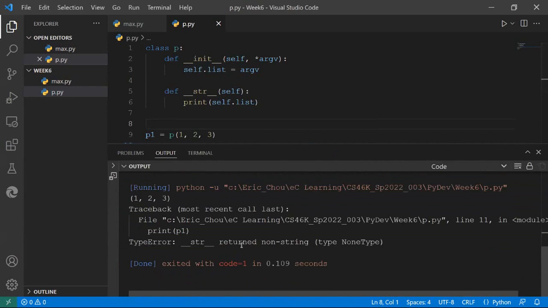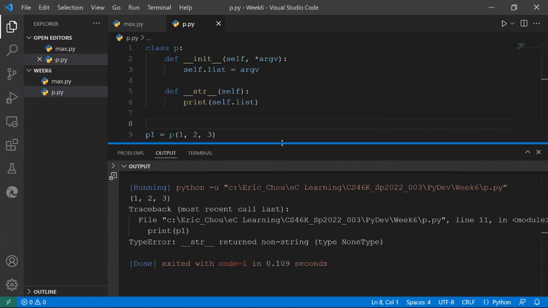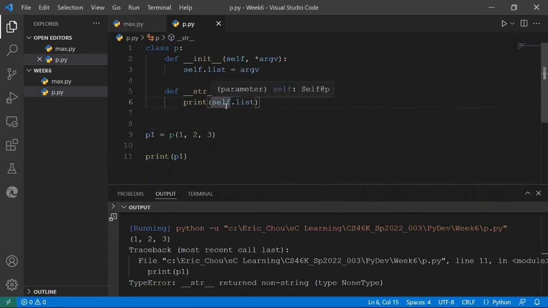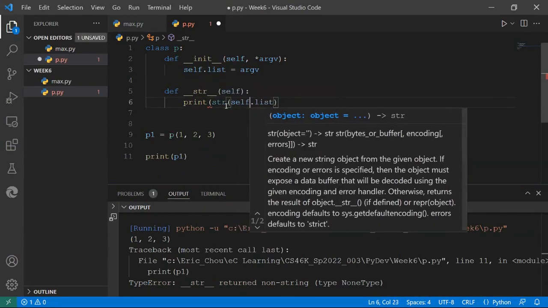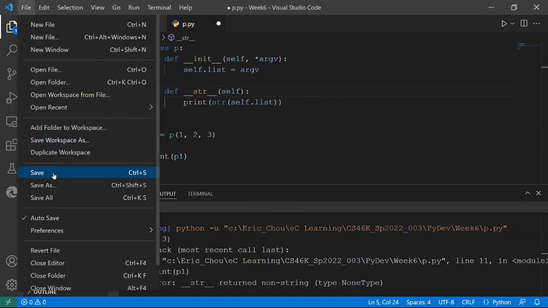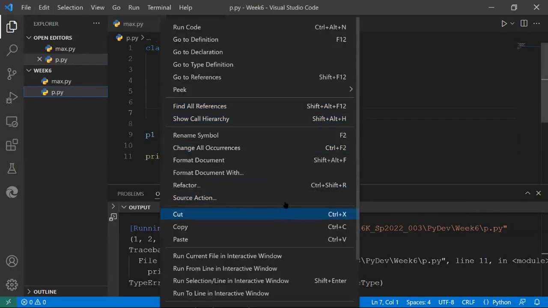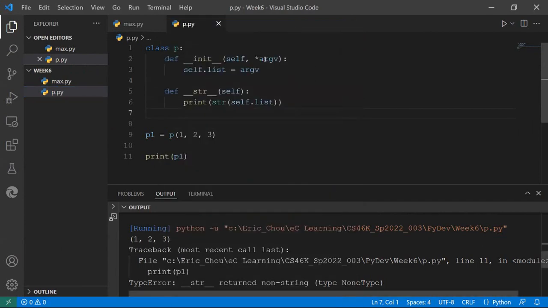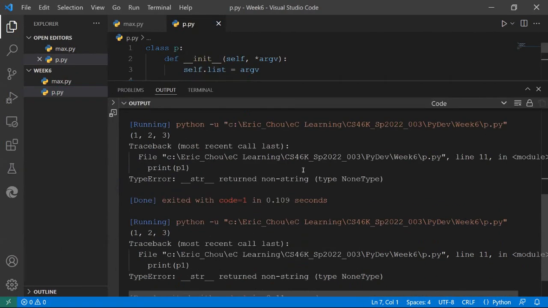Wait, non-string type. Okay, I'm sorry. So this one I need to make it as a string. Okay, sorry for that. I'm trying to make it very simple. So basically, the argument list is actually by itself a list.